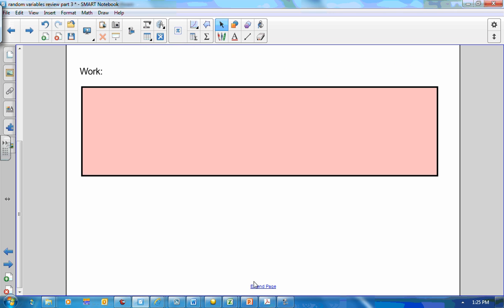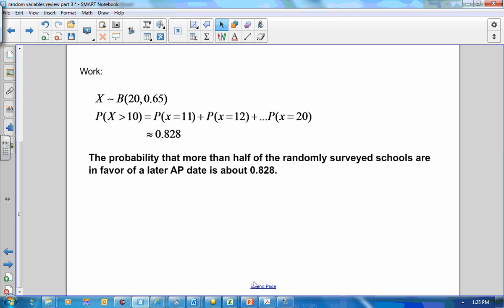Let's flip back to our problem. And so I showed the work that you need to show here. So again, we want to define our distribution and its parameters, show what we're finding the probability of. We can go to our calculator and get that probability, and then just write a sentence in context. Okay, on we go.